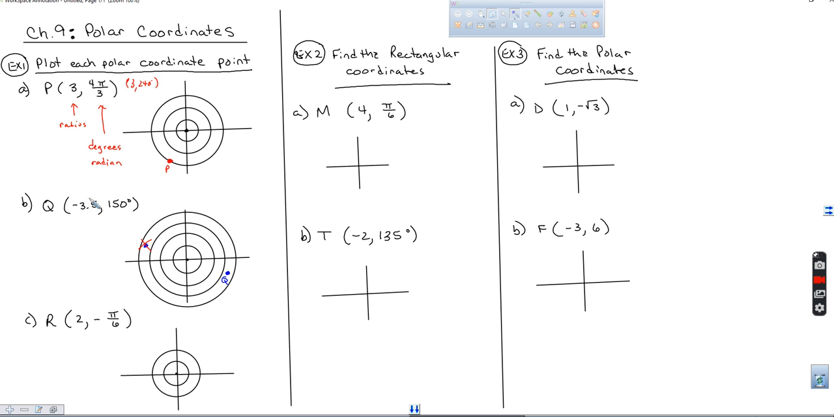You go so many degrees, but at the end, this negative actually just means reflected across the origin, okay? All right, so we're going to go to this one here. Let's go to the next one. I'll use green for this one. We're going to go 2 units.